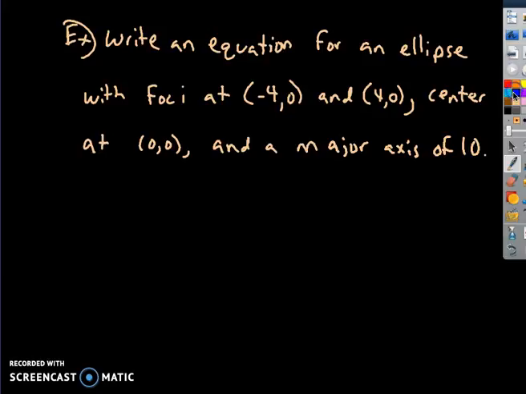So it's: write an equation for an ellipse with foci at (-4, 0) and (4, 0), center at (0, 0), and major axis of 10. Now, me personally, when I see all this, I don't even think about the algebra to it. I go straight to geometry. I just start drawing everything they told me until it starts making sense. So the first thing I'm going to do is actually graph it.